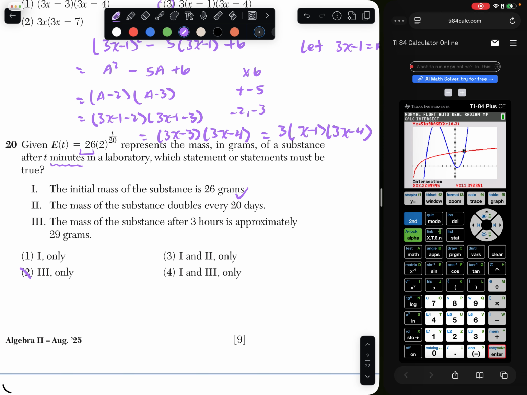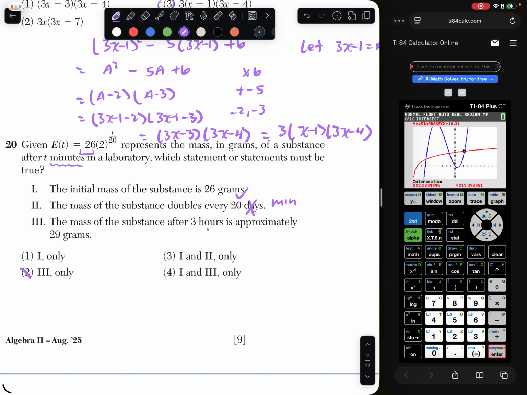The mass of the substance doubles every 20 days. So close. Not 20 days. It should be 20 minutes. So here we have an exponential growth, and that means I'm going to multiply by 2 after every certain amount of time. And how do I know that time? Since t is divided by 20 minutes, I'm going to multiply by 2 every 20 minutes. That means it's doubling every 20 minutes, not 20 days. So that's incorrect.